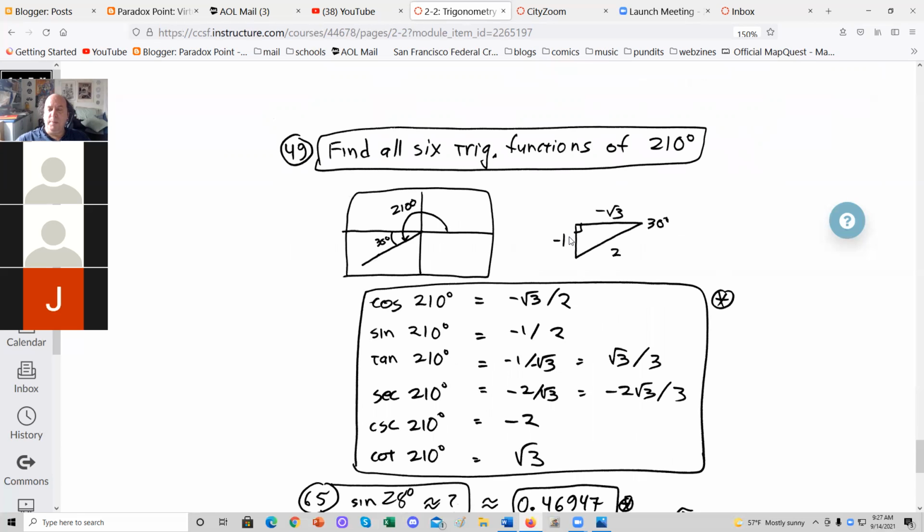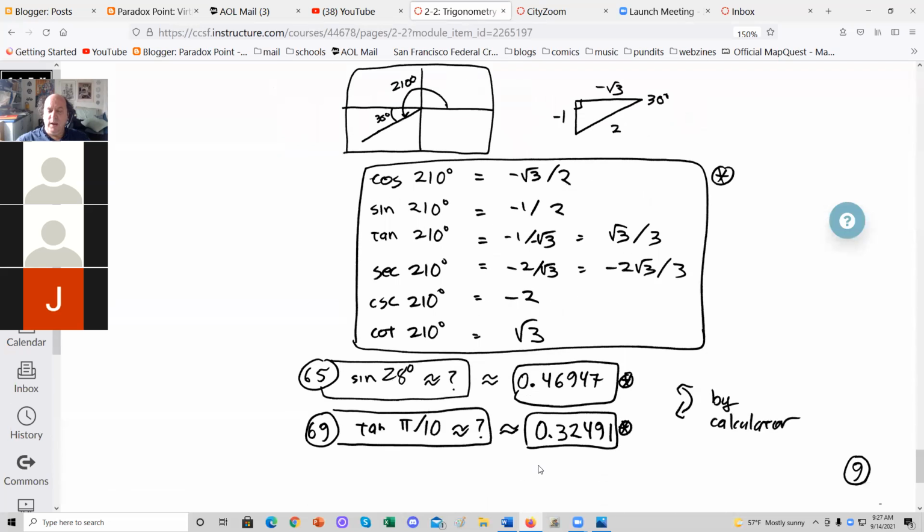Sine is opposite over hypotenuse, -1 over 2. Cosecant is the reciprocal, -2. Tangent is opposite over adjacent, -1 over -√3, or 1 over √3, or √3 over 3. Cotangent is the reciprocal, which is √3.